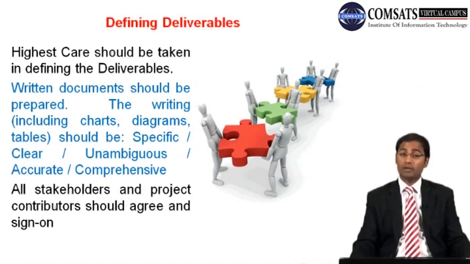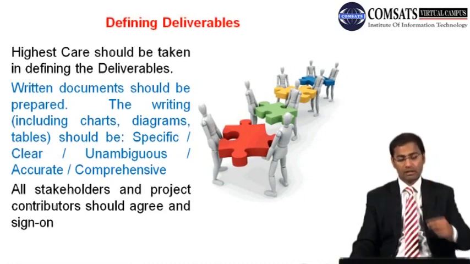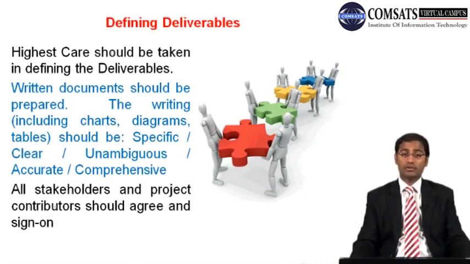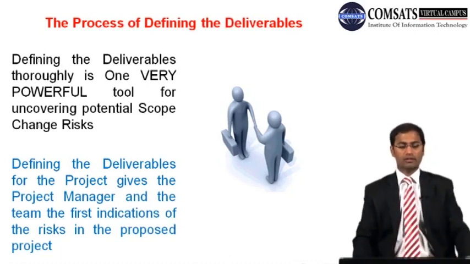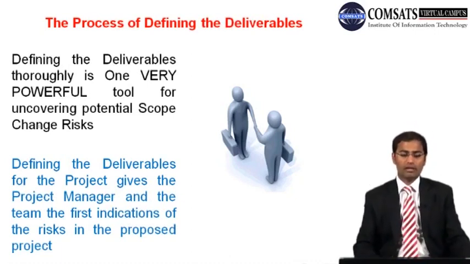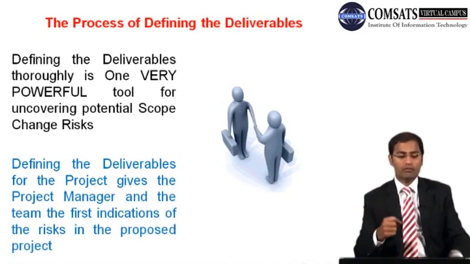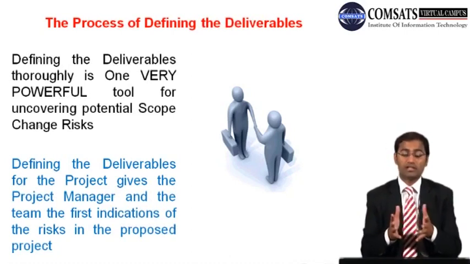Written documents should be prepared. The writing, including charts, diagrams, and tables, should be specific, clear, objective, unambiguous, accurate, and comprehensive, and all stakeholders and project contributors should agree and sign on, showing a similar understanding of the things. Defining the deliverables thoroughly is one very powerful tool for uncovering potential scope change risk.